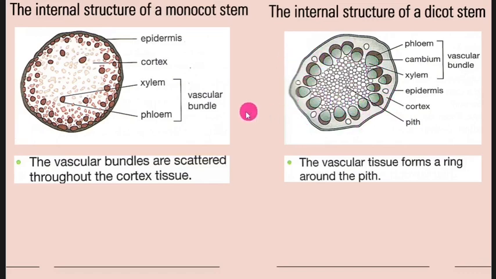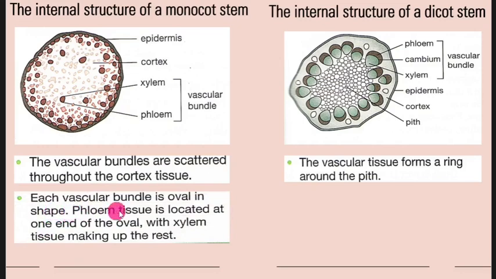All right, so here the vascular bundles are scattered throughout the cortex tissue, but here the vascular tissue or bundle forms a ring around the pith. That's the difference that we have noted, that you should also note. Here also what you should see is that each vascular bundle is oval in shape. All right, so these ones are oval in shape.